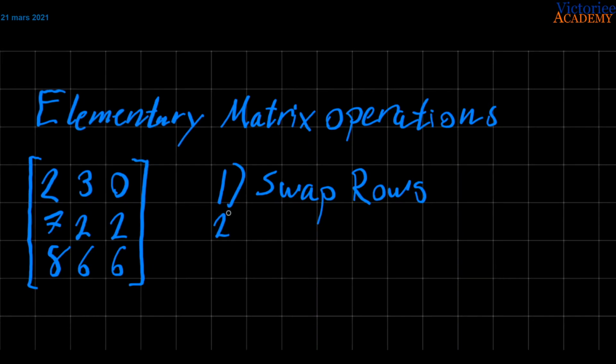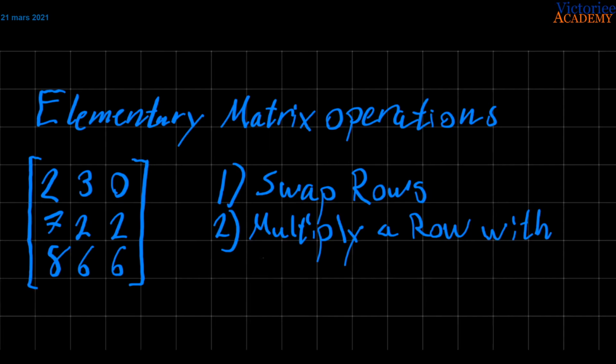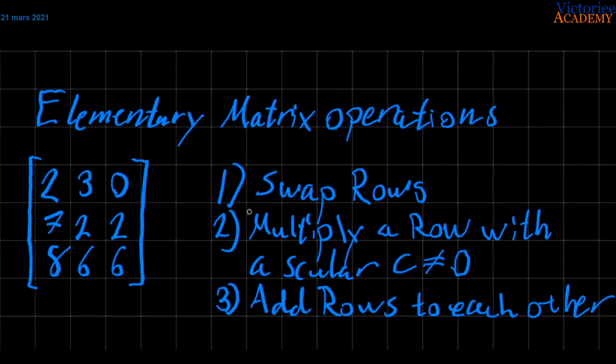Or you're allowed to multiply a row with a scalar c that's non-zero. Or you're allowed to add rows to each other. So these are the 3 elementary matrix operations that exist.